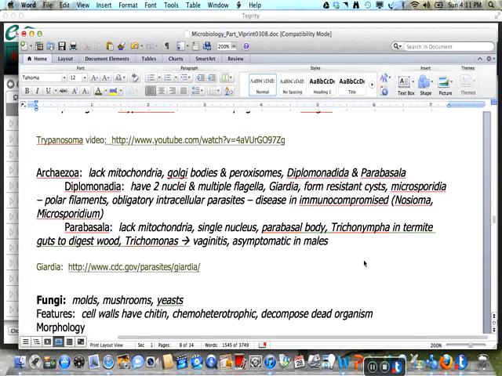The Microsporidia have polar filaments and are obligatory intracellular parasites. The Nosema and Microsporidium can cause disease in the immunocompromised. The Parabasalids lack mitochondria, have a single nucleus, and a parabasal body. The Trichonympha live in termite guts and allow them to digest wood. The Trichomonas causes vaginitis in females but is asymptomatic in males.